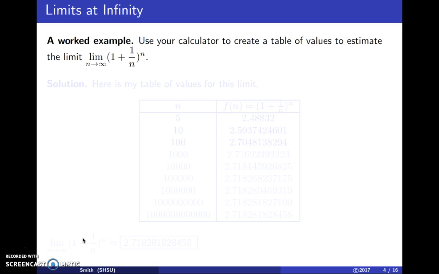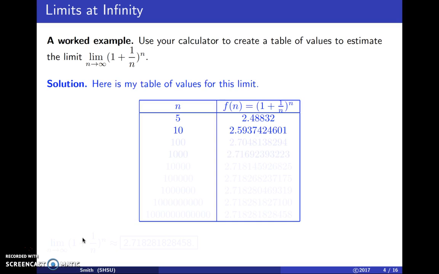Let's use our calculator to create a table of values to figure out the limit as n goes to infinity of this quantity, 1 plus 1 over n, to the n. The input is n, it's growing beyond all bound, and the output is 1 plus 1 over n to the n. So I can start off making a table of values. I might try n as 5, and when I plug that into the function, I get 2.48 something. If I try n as 10, I get 2.59 something. N is 100, I get this. N is 1,000, I get that.